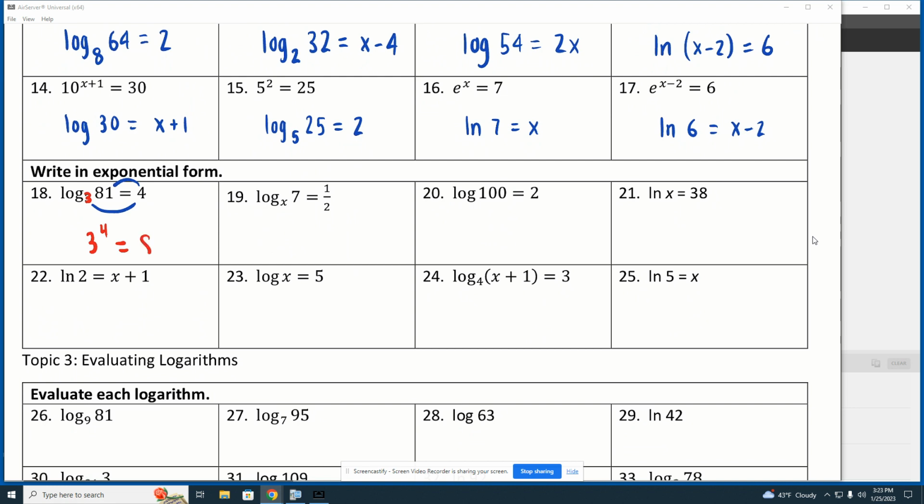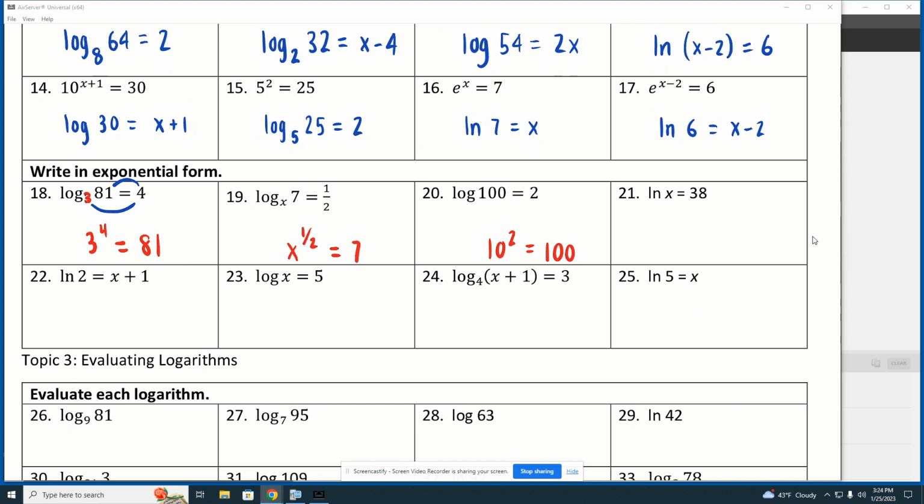Again, it's the same even with logarithms to exponents. So here we go, number 19. The base of my log, x, becomes the base of my exponent. And then we do the loop. Raised to the 1/2 equals 7. Now don't forget, when you see a problem like number 20, there's no base written here. Why? Well, it's common log. It's understood to be base 10 to the second power equals 100.